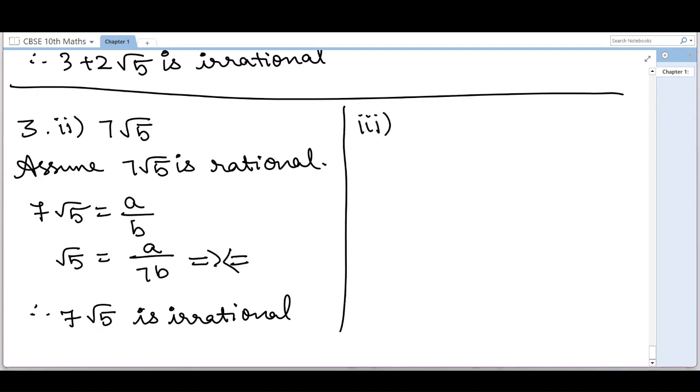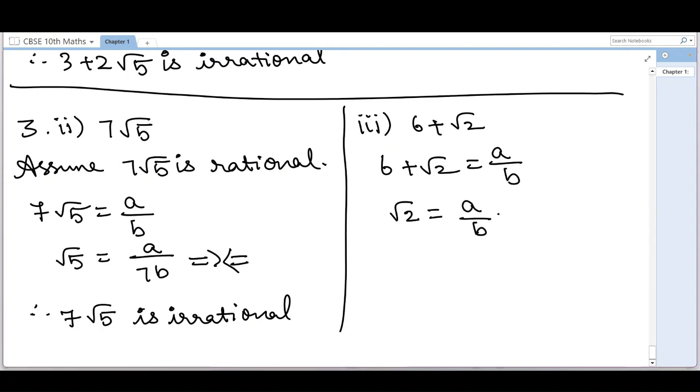Third one, 6 plus root 2. In a similar way, let us assume that 6 plus root 2 is rational. So we can write this as a by b, where a and b are co-prime. So root 2 can be written as a by b minus 6, which is nothing but a minus 6b by b. So a, b, 6 are all integers. Therefore the numerator is an integer, and the denominator is also an integer.